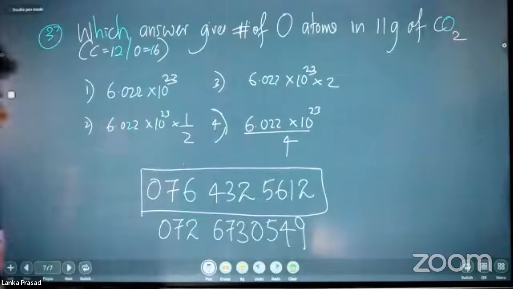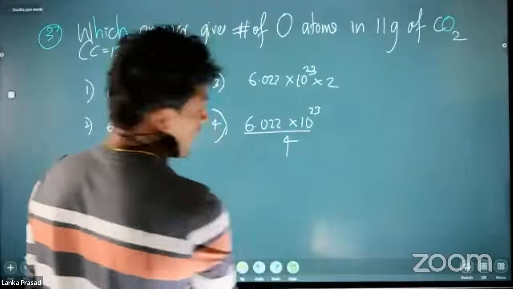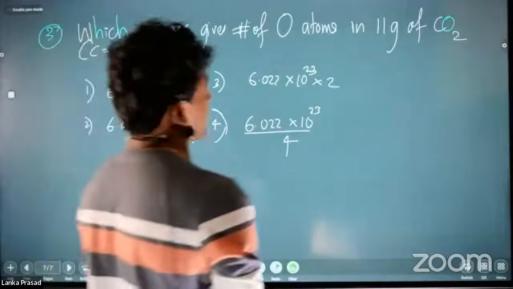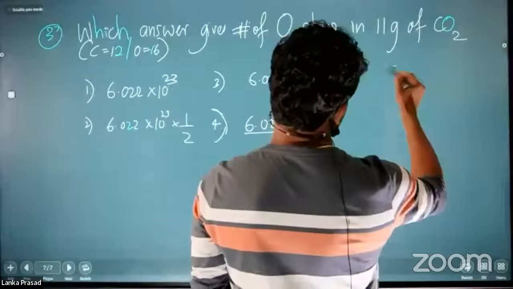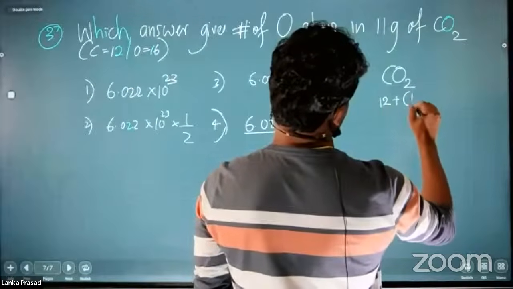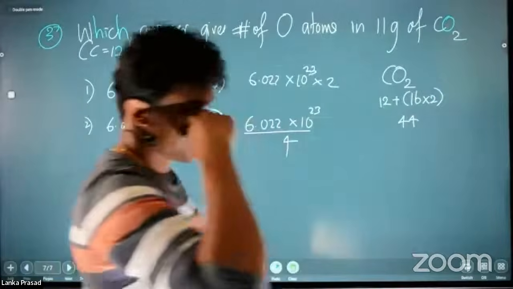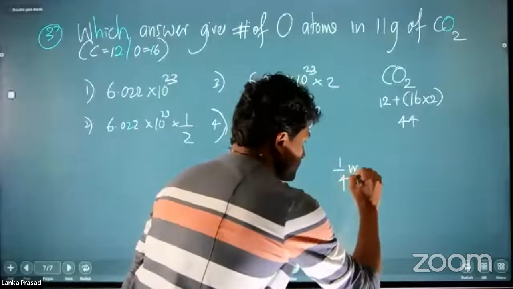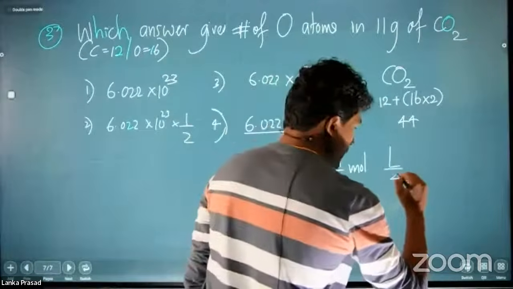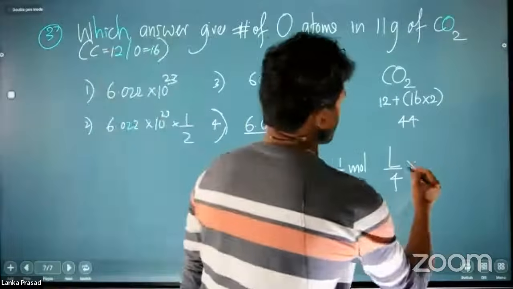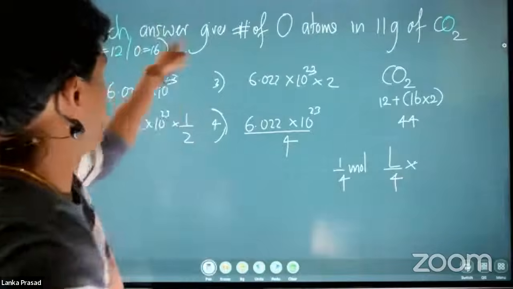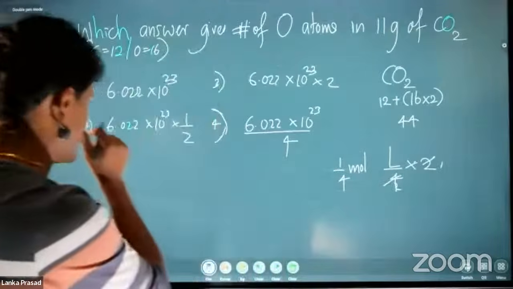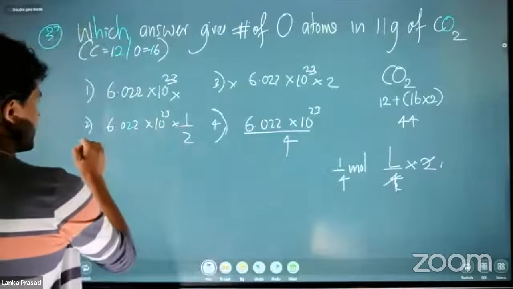Get the second one as the answer, right? Which answer gives the number of O atoms in 11 gram of carbon dioxide? One carbon is 12, one oxygen is 16 times 2, so you got 44. 11 gram means 1/4 of a mole, so the molecules are L divided by 4. Times 2 for the O atoms, so L divided by 2. That's the answer. That one gone, that one gone.